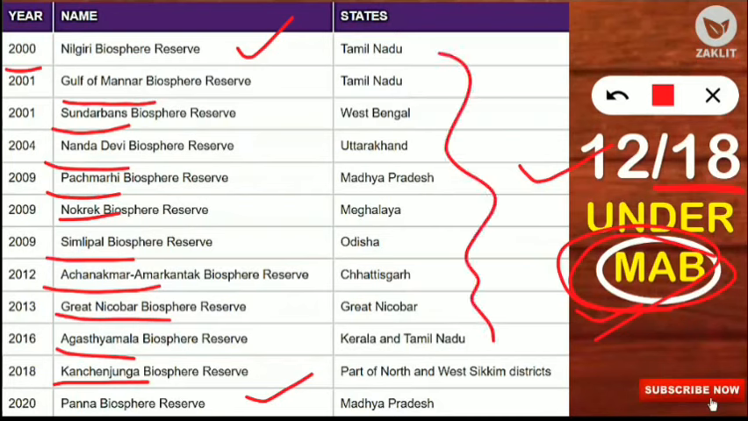So these are the 12 Biosphere Reserves under the MAB which are important. First was Nilgiri Biosphere Reserve. You should remember these things. So let's move on to the next question.